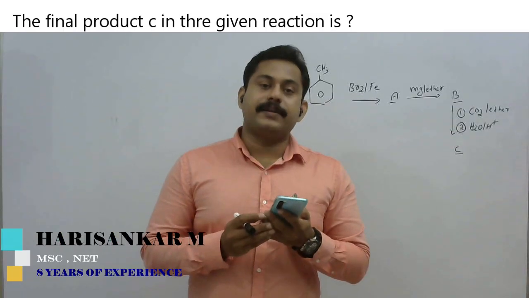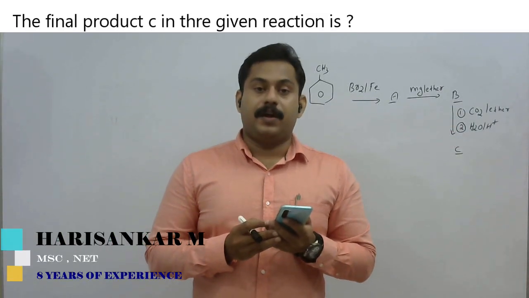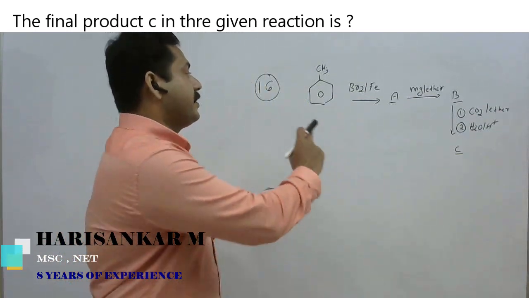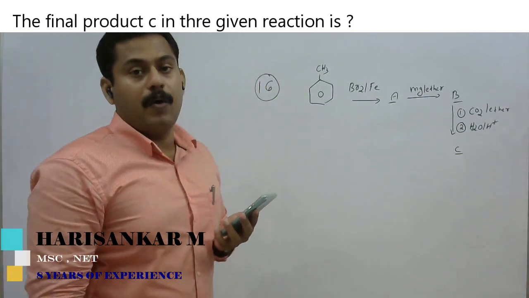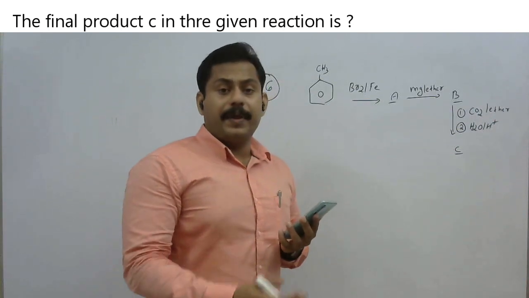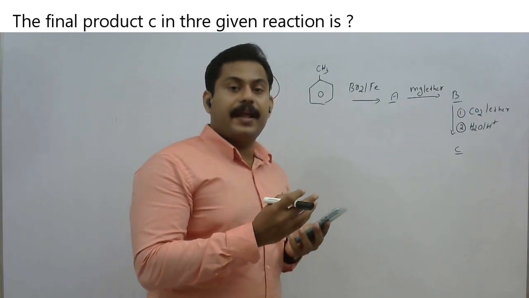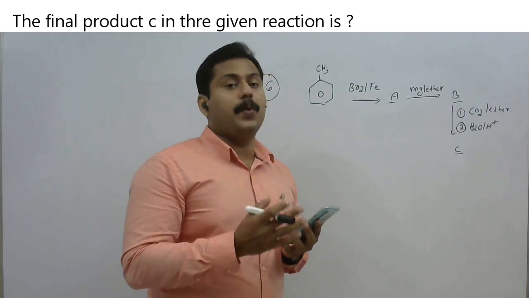Okay, now let's discuss question number 16. I have already written question number 16 here. Now let's start doing the question, right? So we have toluene, to which we are adding halogen in the presence of a Lewis acid.